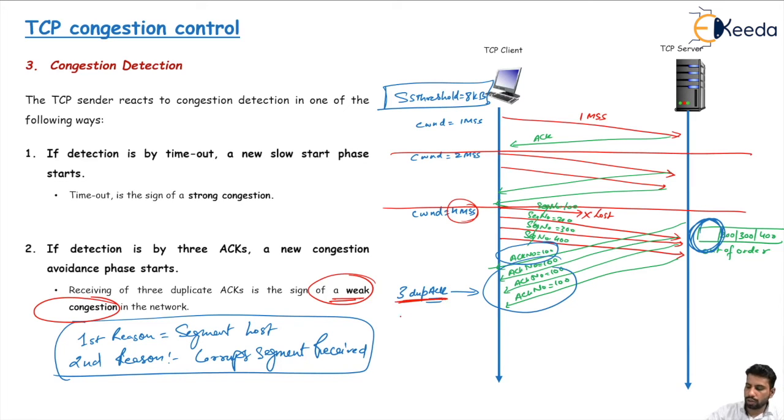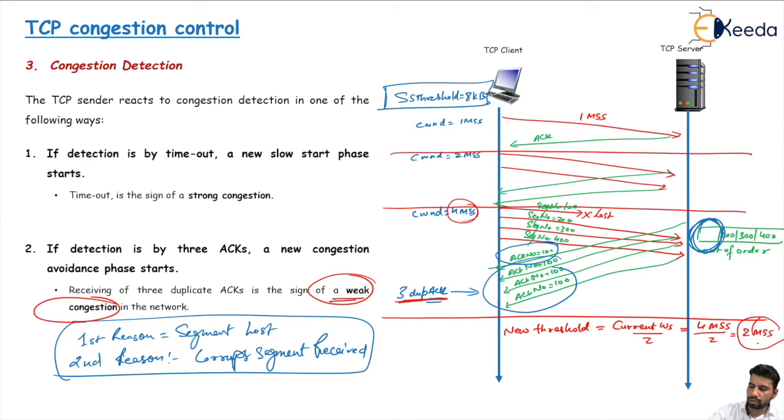When the sender sees three duplicate acknowledgements, the new threshold is set here. The new threshold is equal to the current sender window size by 2. The current sender window size is 4 MSS, and 4 MSS by 2 is equal to 2 MSS, which is the new threshold. And we will start with the congestion avoidance phase. When three duplicate acknowledgements occur, we start with the congestion avoidance phase.